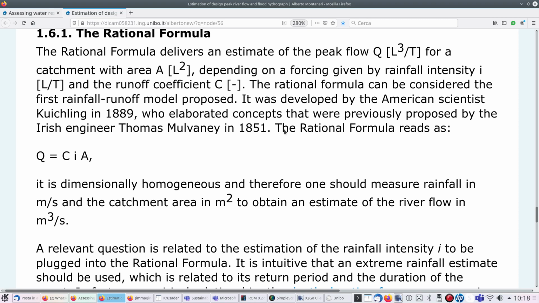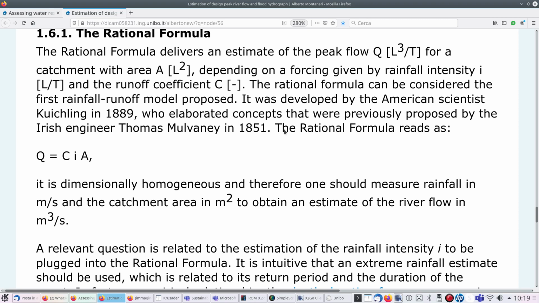C, again, is the reduction coefficient. I is rainfall intensity. A is catchment area. It is a very simple formula. It says that whatever it rains over the catchment area A, we find it in the form of river flow at the closure of the catchment in a reduced amount. Reduction is given by infiltration, it's given by evapotranspiration, and the reduction is estimated through a reduction coefficient C.